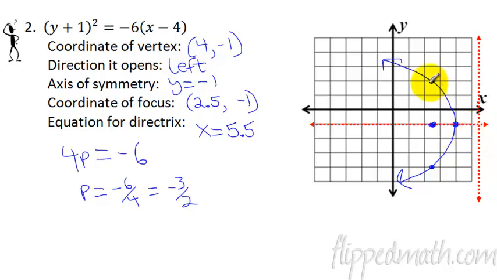Okay, and then where did I get these points from? That was my 4p. Since my 4p was -6, I went 3 up and 3 down to get my focal width. Okay, so look through that one, pause it, see if that one makes sense. You might need to ask some questions or star that one for your teacher if this one doesn't make any sense to you.